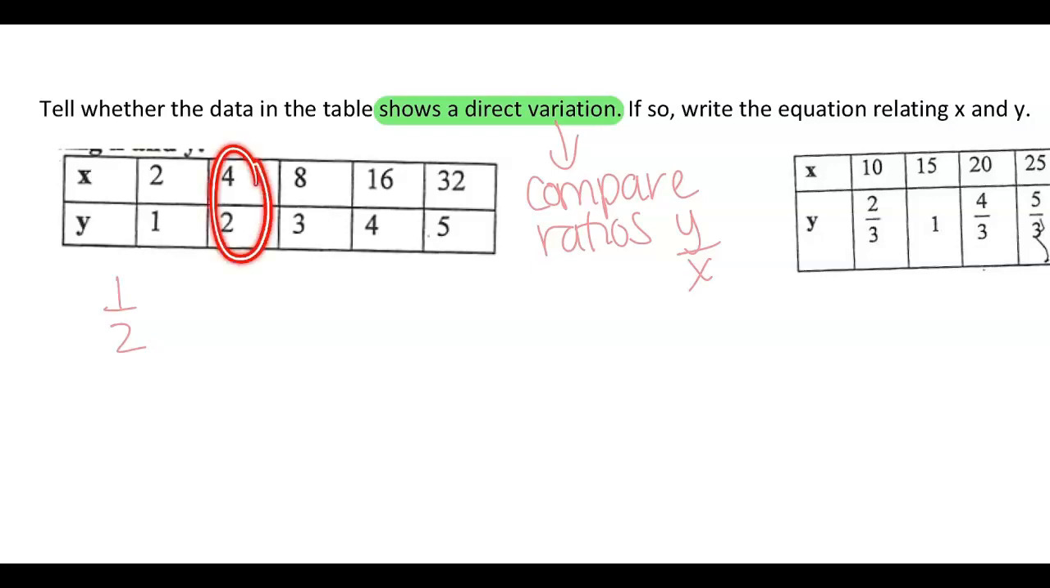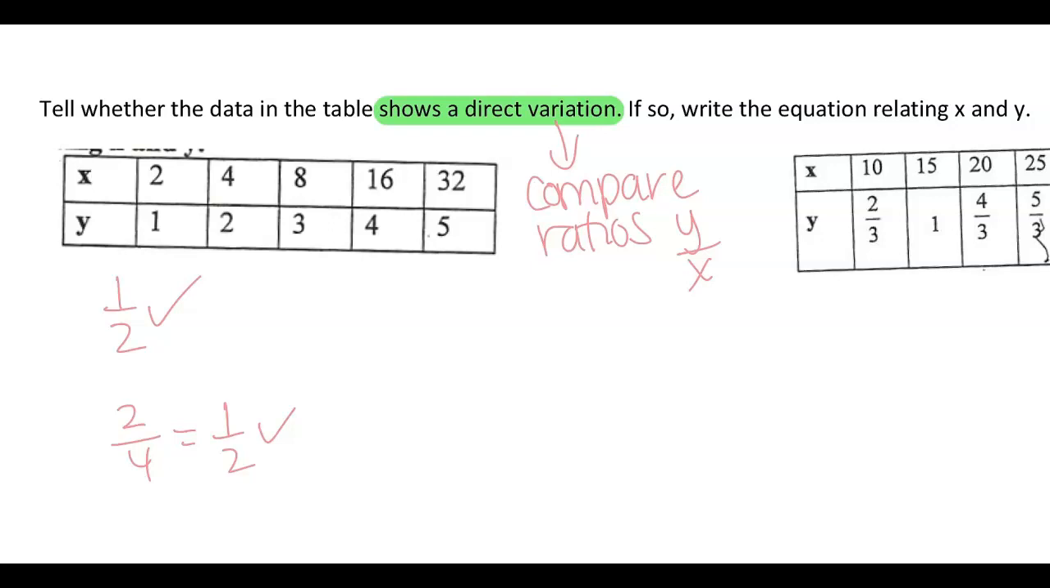The next one is going to be 2 over 4. So underneath it, I'll put 2 over 4. What does 2 over 4 reduce to? What do you notice? It's the same. Both of these are the same. So when you're finding if something is a direct variation in some kind of data for tables, you just want to see if this change, this ratio, is going to be the same for everything.